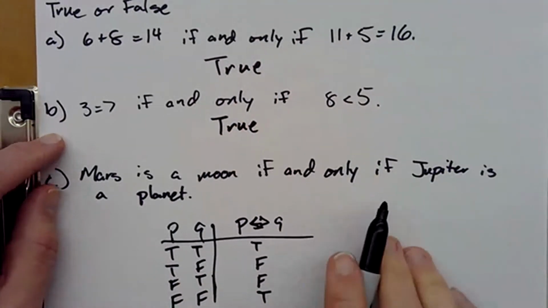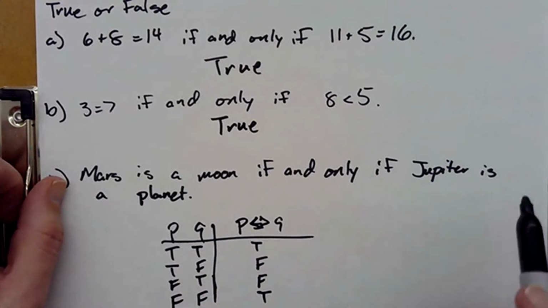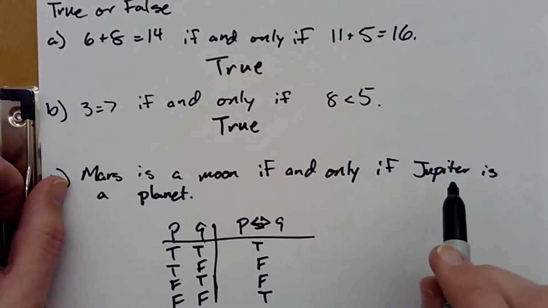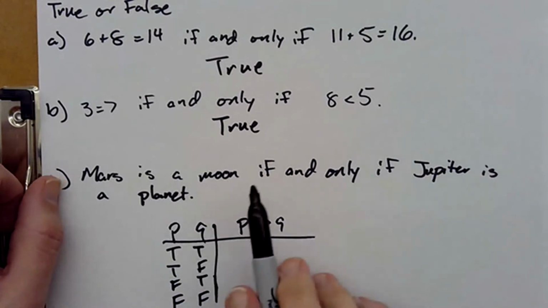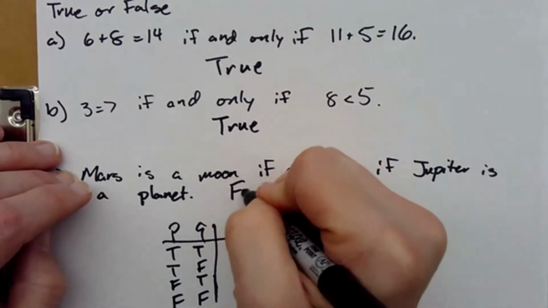Mars is a moon if and only if Jupiter is a planet. Well, Mars is not a moon, but Jupiter is a planet. So since one of these is false and the other is true, this is a false statement.